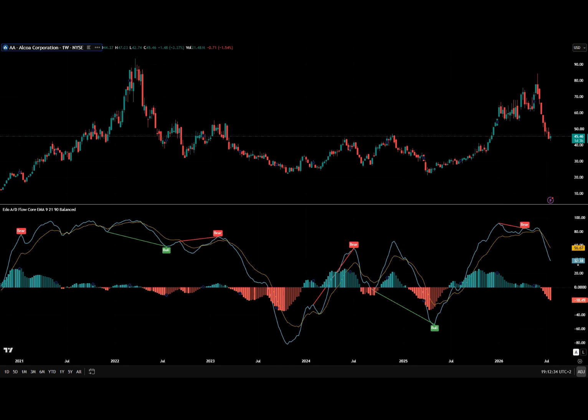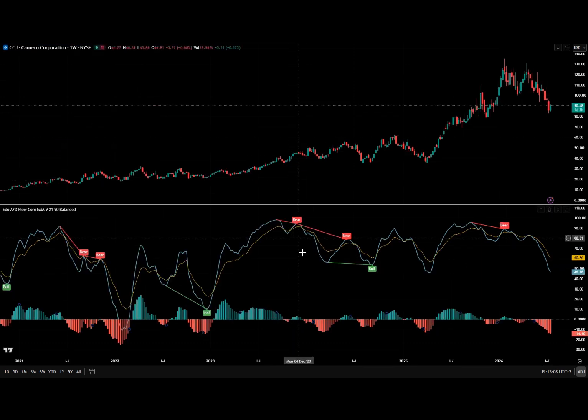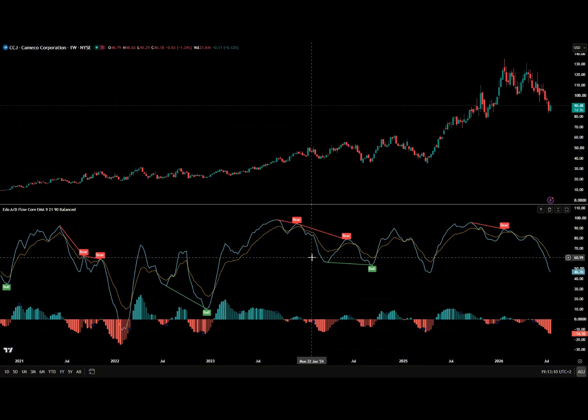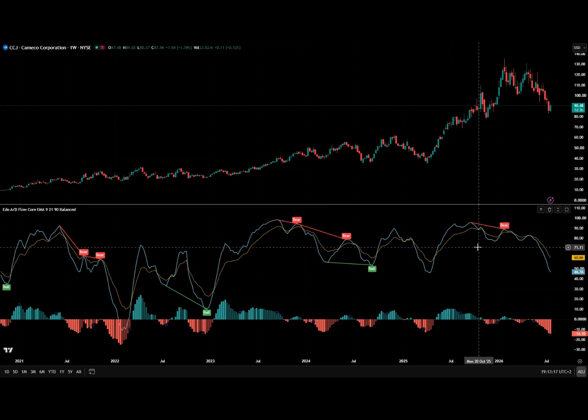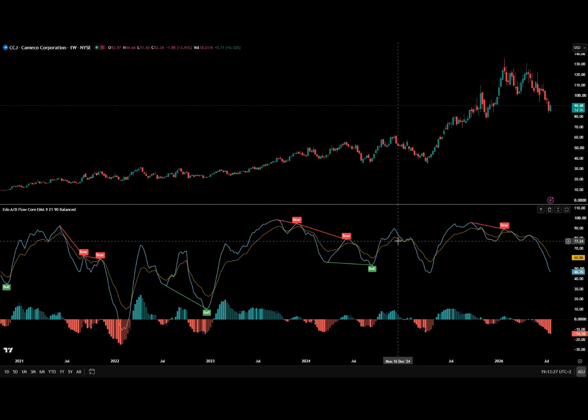This version fixes that. On Alcoa Weekly the flow has just rolled over from the top of its range, and the histogram has flipped to the bearish side. There are two lines in the window, and both are built from that same accumulated flow. The blue line is the fast one, a 9-period average of the flow. It turns first. The yellow line is the slow one, 21 periods.